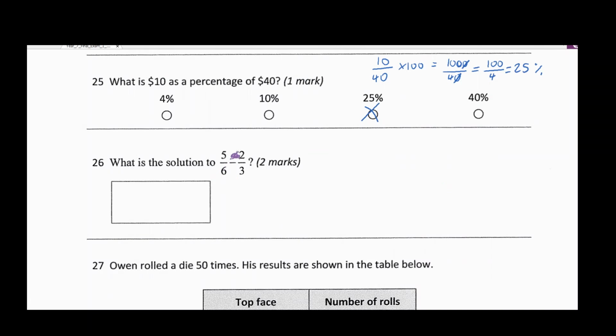What is the solution? 5 over 6 take 2/3. So we've got, to make this 2/3, this denominator becomes 6. So I'm going to times it through by 2 over 2. So 2 over 3 times 2 over 2. 2 times 2 is 4. 3 times 2 is 6. 4 over 6. 5 over 6 take 4 over 6. Leaves 1 over 6. There's our answer, 1 over 6.